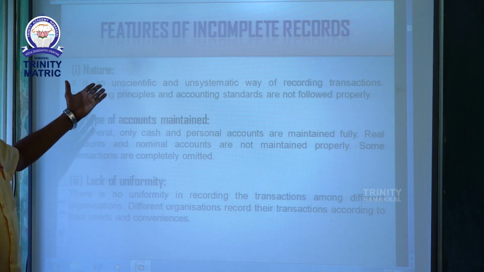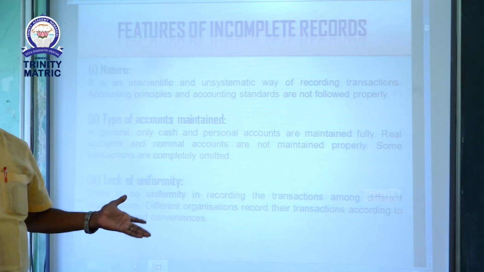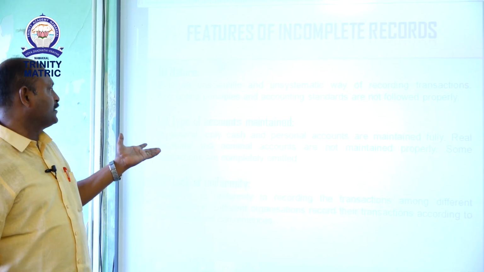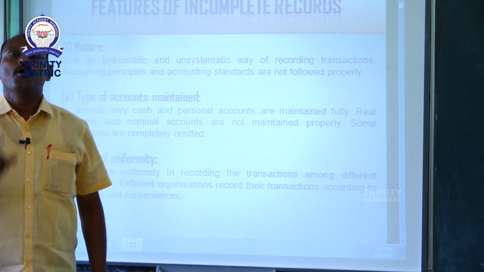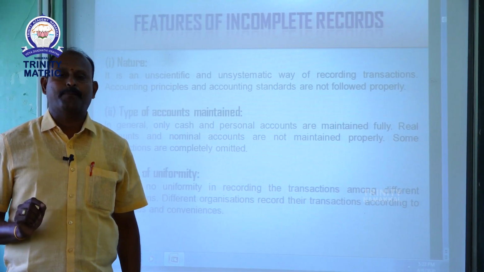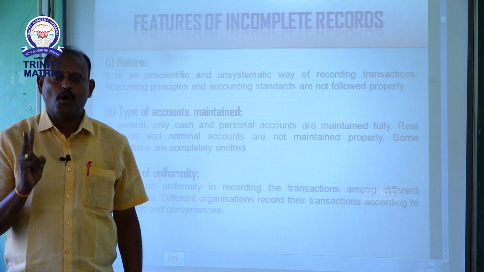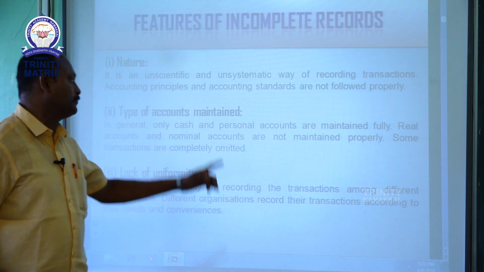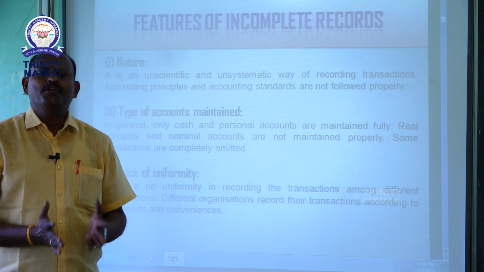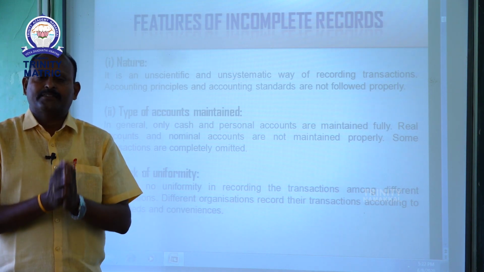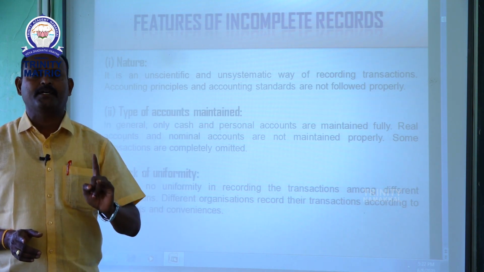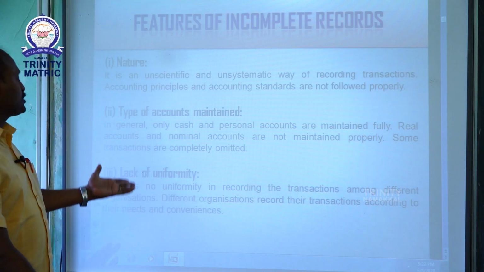The first feature is nature. It is an unsystematic method and unscientific method. And second, what types of accounts are maintained? Only 2 accounts. One is the cash account and the other is the personal account like supplier and creditor. Only these 2 accounts are maintained in the single entry system. That is the second feature. And third is the lack of uniformity. Because what is uniformity? All the debit aspects and credit aspects are recorded, but in single entry system, any one aspect is recorded. That is a lack of uniformity.